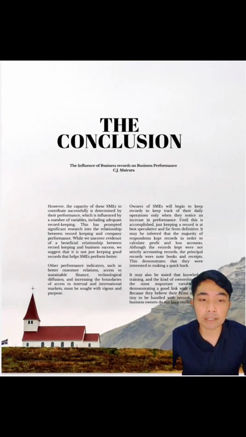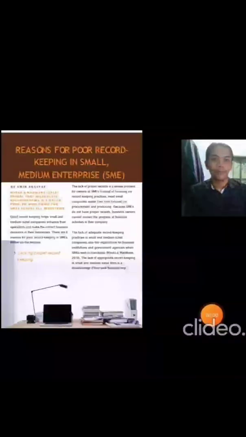Other performance indicators, such as better customer relations, access to sustainable finance, technological diffusion, and increasing the boundaries of access to domestic and international markets, must be sought with vows and purpose.